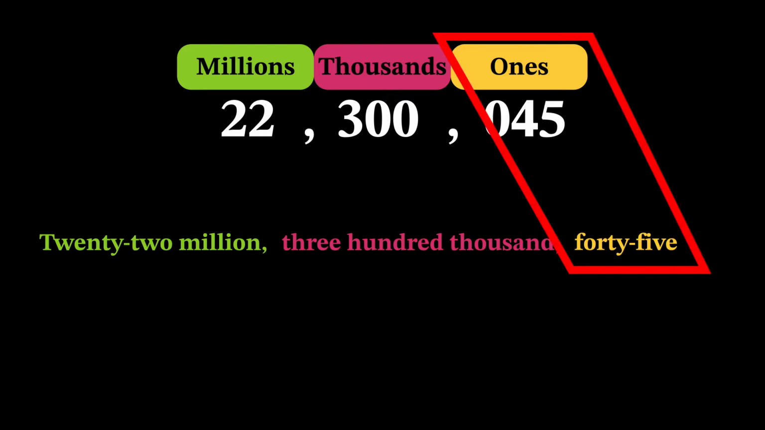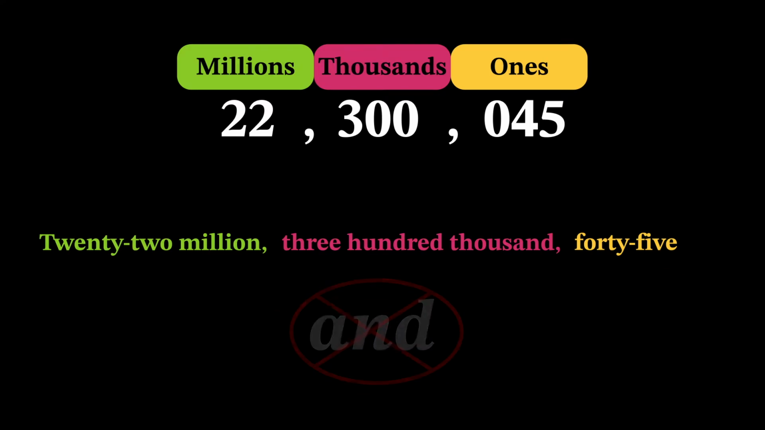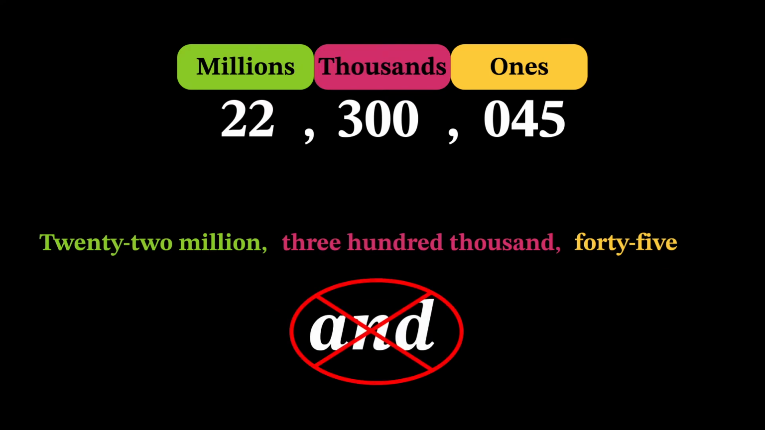The ones period, which has the smallest place value, is not named. Also, the word "and" is not used when naming a whole number. The word "and" is saved for when we are naming fractions and decimals.